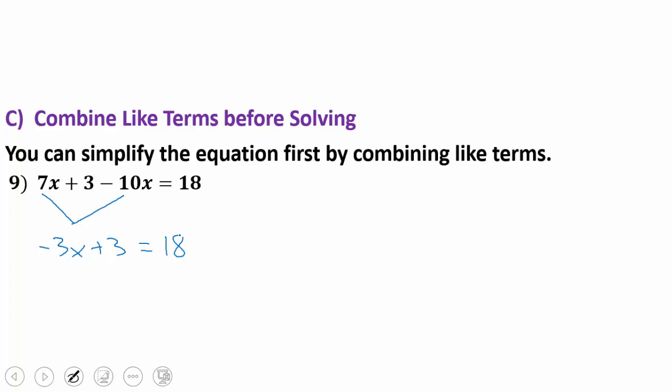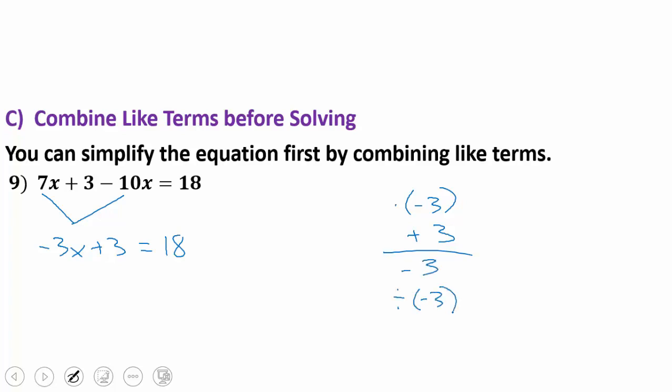From now on, when you take a look at an equation, you need to look: are there any like terms that need to be simplified? Are there any parentheses that we need to get rid of before we actually solve? Now we're multiplying by a negative 3, and then we're adding 3. The inverse of that would be to what? That's right. Subtract 3, and then divide by a negative 3.